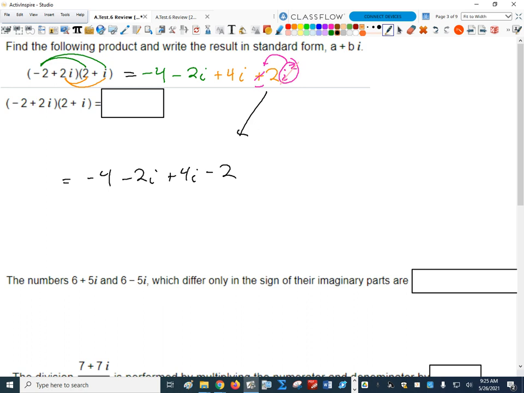And then we just add up like terms, and we're going to get -4 minus 2 is -6, and -2i plus 4i is positive 2i. Okay, no biggie.